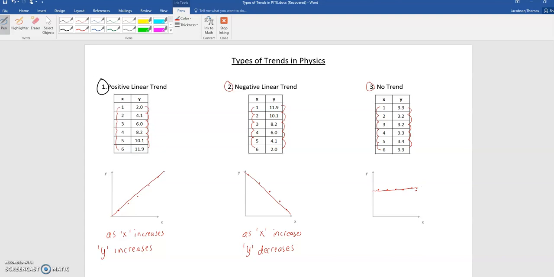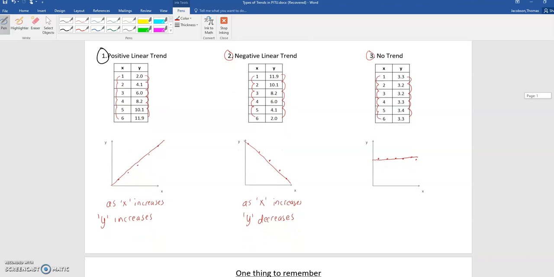The reason why it goes straight across, even though we have these little jumps where it goes from 3.3 down to 3.2 and then from 3.3 up to 3.4, is because we have a little bit of error in the experiment. If we did a perfect experiment with no error, all those variable y's would be 3.3s, and it would be a perfectly straight line straight across. So anytime you see any sort of little zigzagging of data up and down and the numbers being really close to each other, like you see in number 3, it is a no trend, and there's just a little bit of error in the experiment. Those are the main 3.